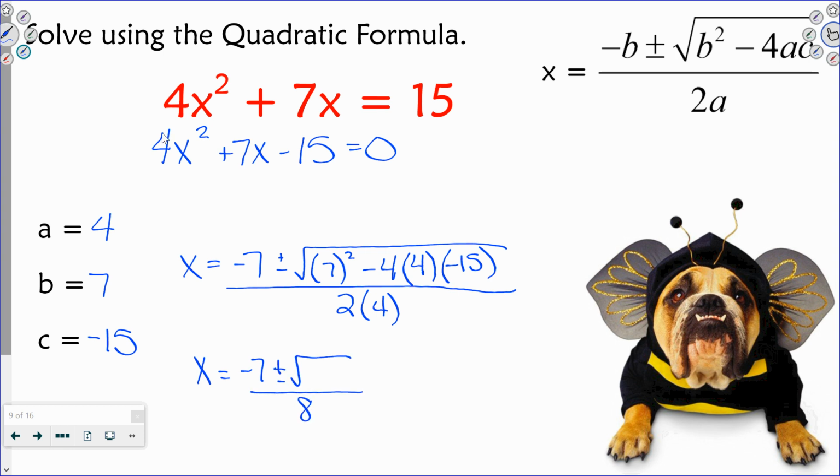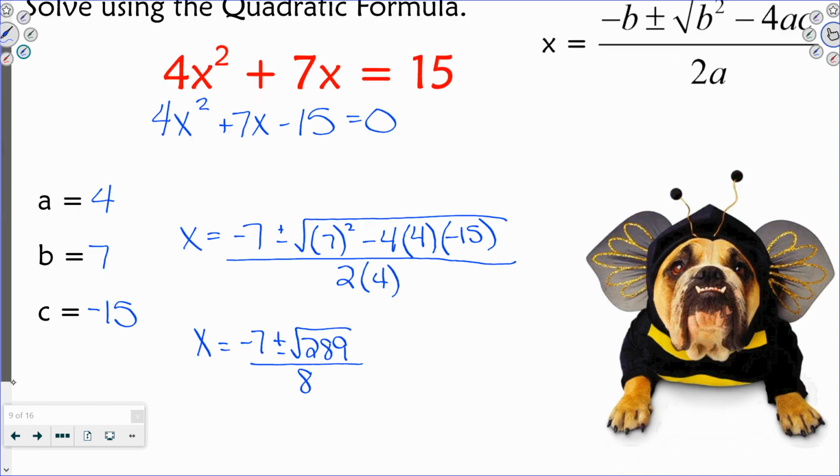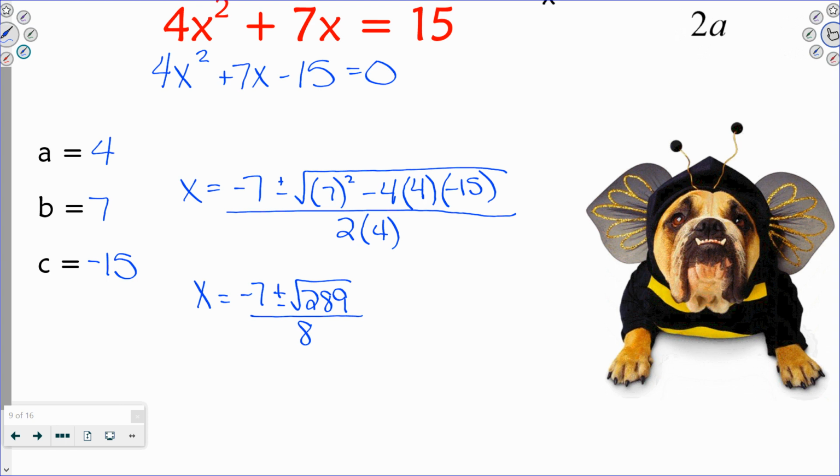So 7 squared minus 4 times negative 15 is 289. That is a big one. Can I simplify the 289? What's the square root of 289? Yeah, that one's perfect. So x equals negative 7 plus or minus 17, all over 8.